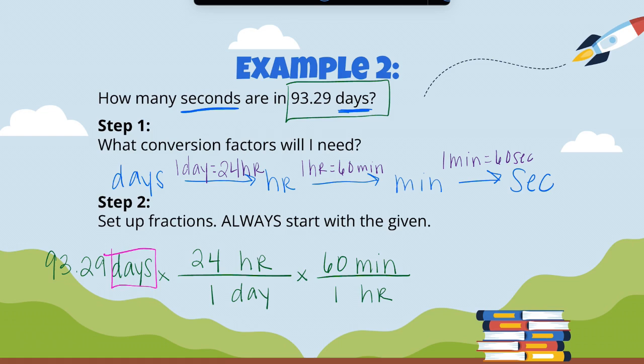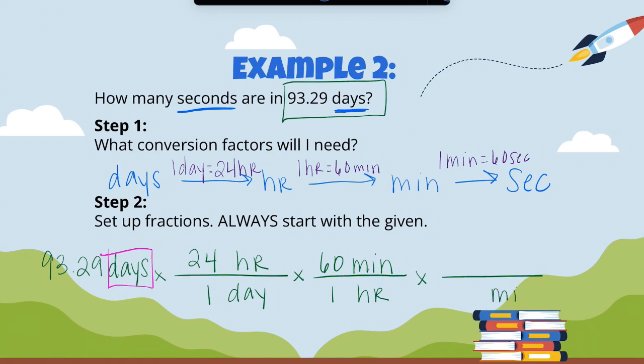My next step of the plan will help me convert from minutes to seconds. Because my minutes are on the top and I want those to cancel, I'll put minutes on the bottom and seconds on the top. And I can see that there are 60 seconds in 1 minute. Now I have set all of these up this way so that each unit is canceling as I go.